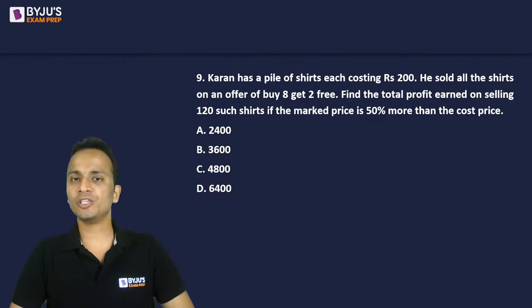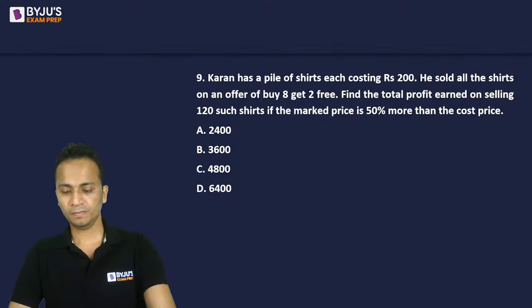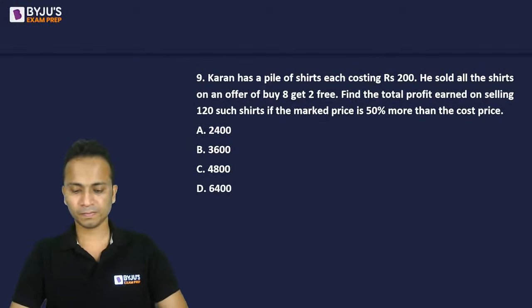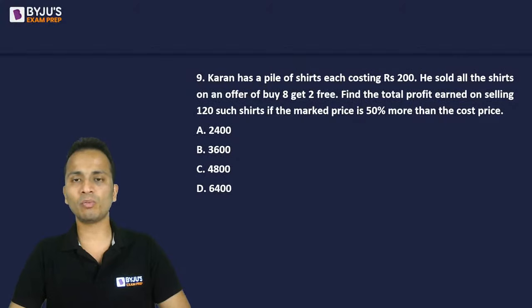Karan has a pile of shirts, each costing rupees 200. He sold all the shirts on an offer of buy 8, get 2 free. If you buy 8, you get 2 free. Find the total profit earned on selling 120 such shirts if the marked price is 50% more than the cost price. You'll have to find out the total profit.